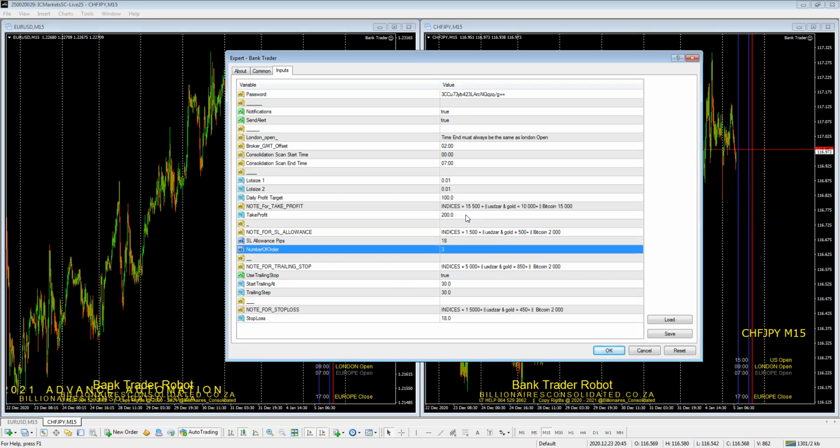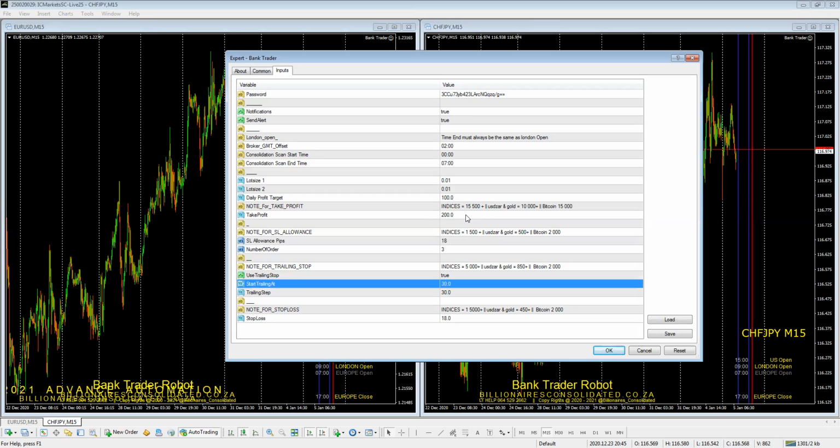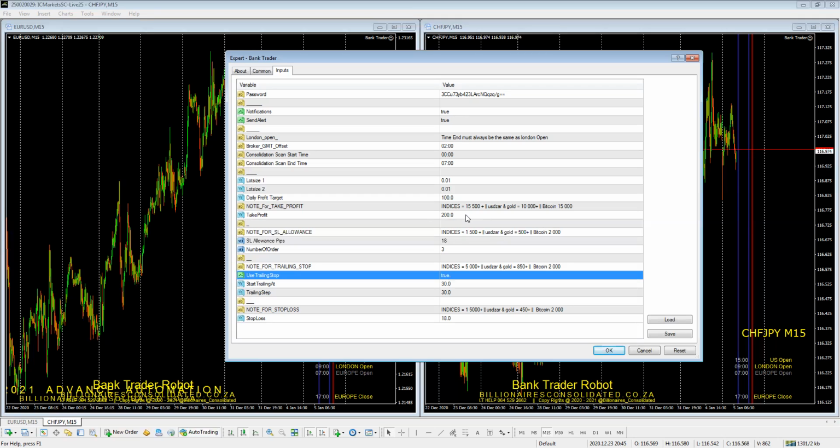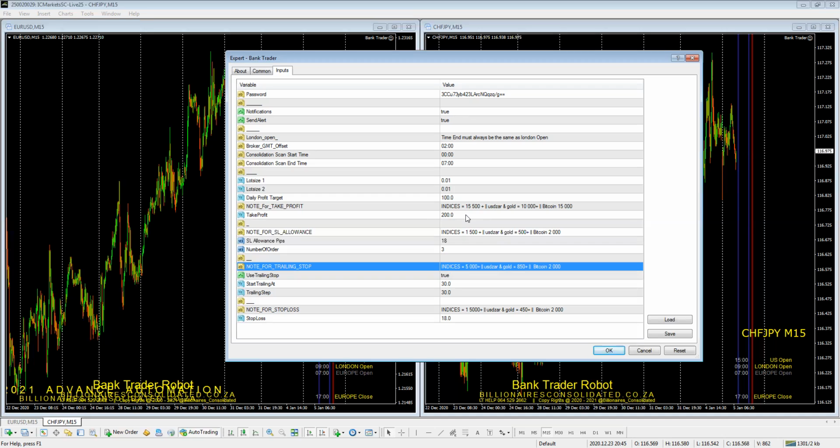Take profit, as I mentioned, this applies for buy limits and sell limits. Stop loss, you also apply what is here, or you can use those which are lower or higher depending on what you want the robot to do for you.